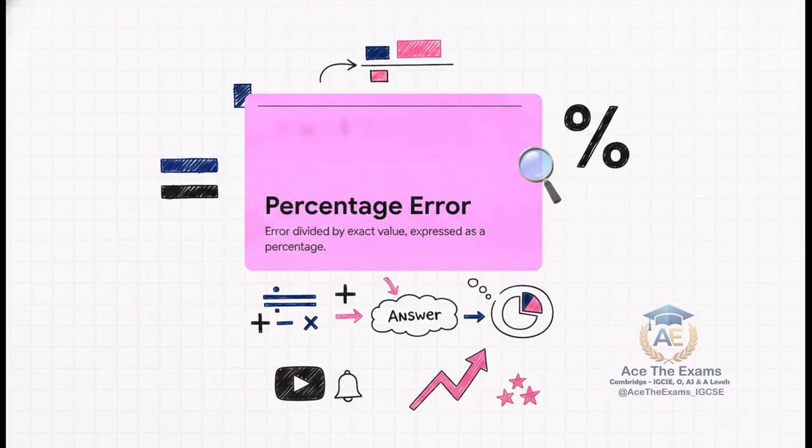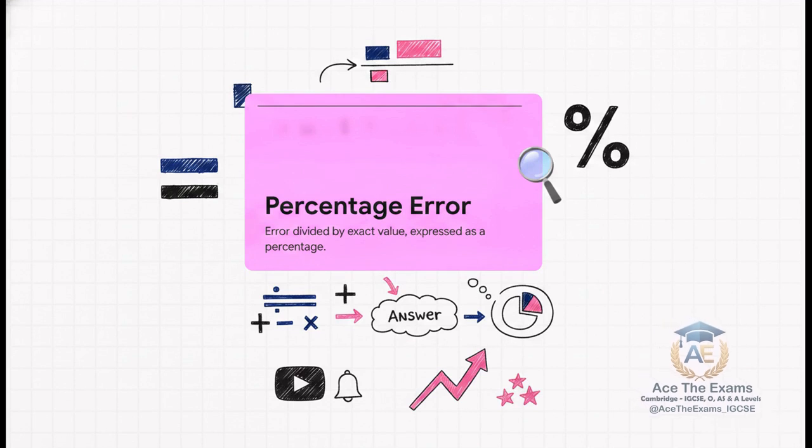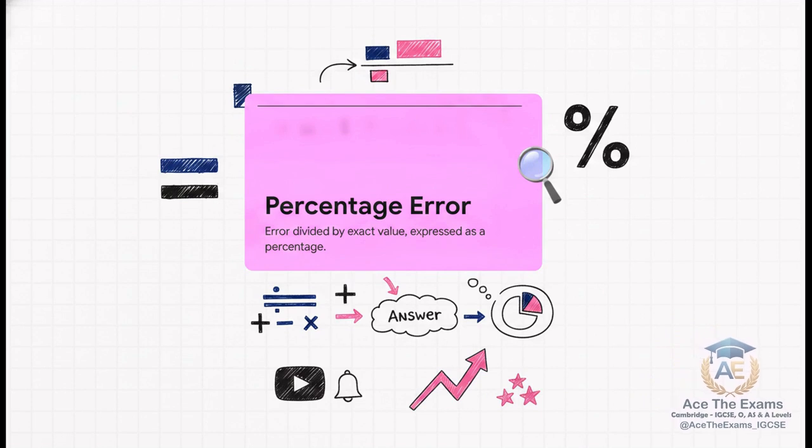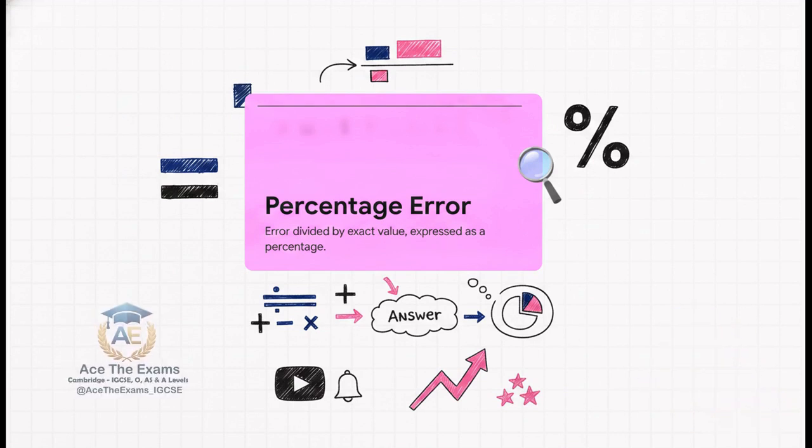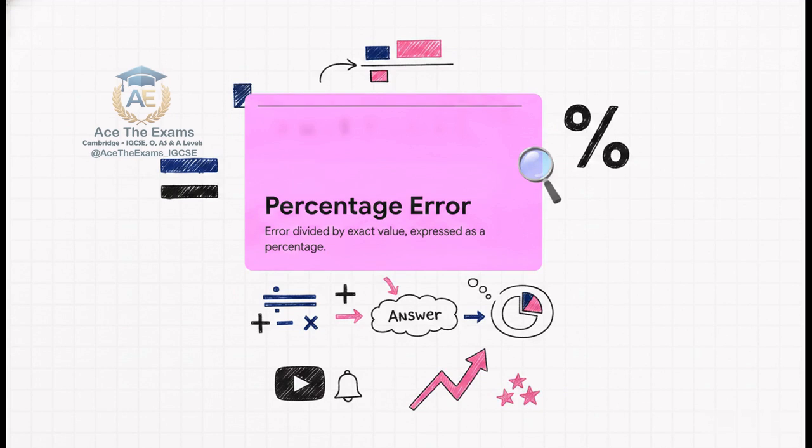Percentage error is formally defined as the mathematical difference between an exact and rounded value, divided by the exact value, expressed as a percentage. So let's engineer the perfect structured response here using the PEEL framework. Point. The absolute error is 14.2 minus 14, which equals 0.2. Evidence. We divide this error by the exact time, so that's 0.2 divided by 14.2. Explanation. When you run that, it gives us a raw decimal of approximately 0.01408.